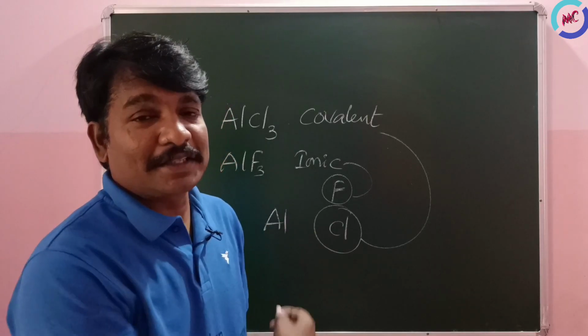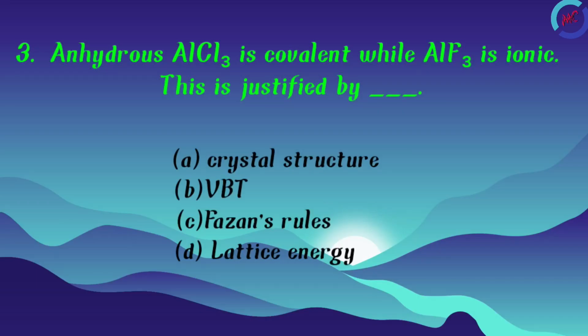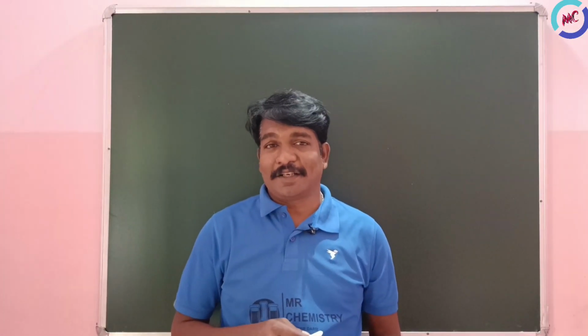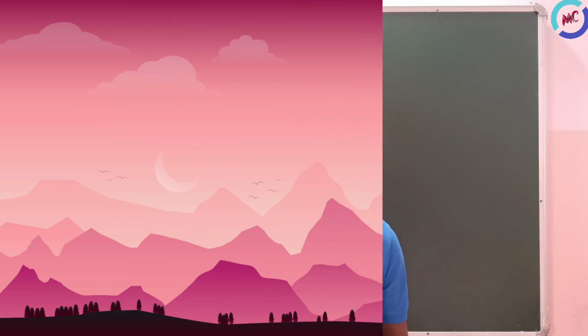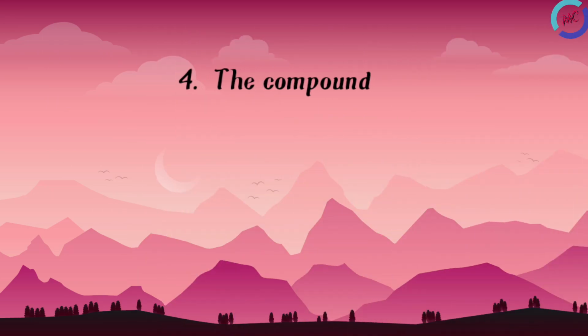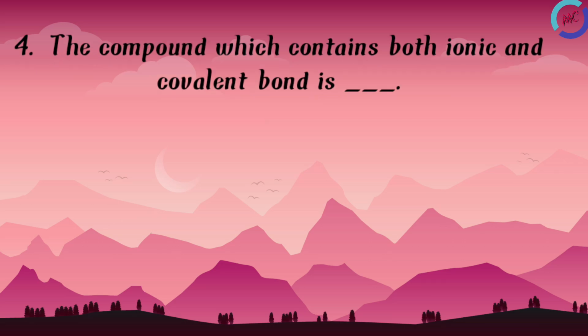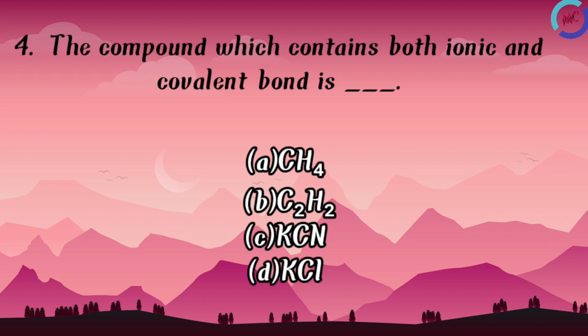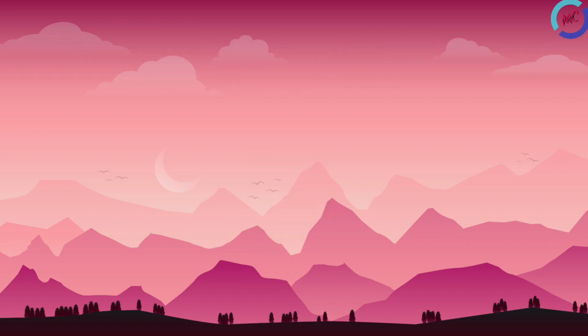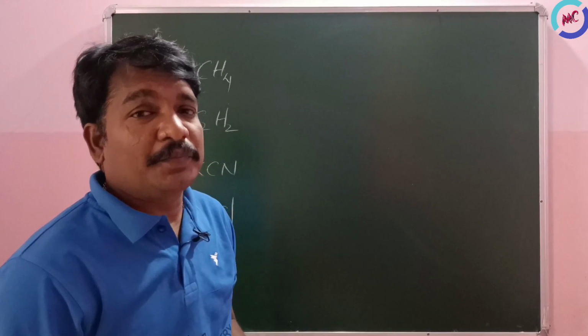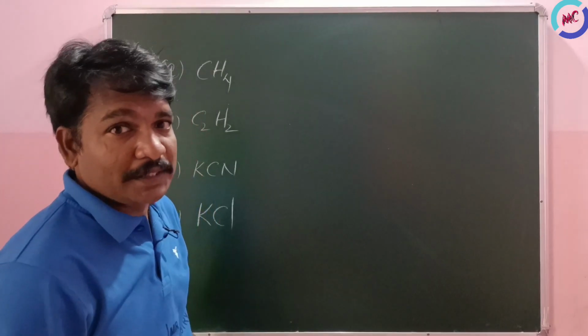Okay, now check the options. Option C, Fajan's rule, is the right answer. The fourth one is an interesting one. Let us check the fourth one. The compound which contains both ionic and covalent bond is: option A, CH4; option B, C2H2; option C, KCN; option D, KCl. Now we will check what are the different types of bonds present in these four molecules.